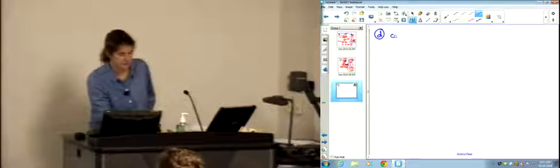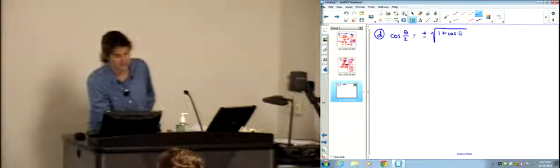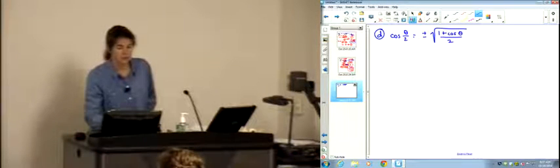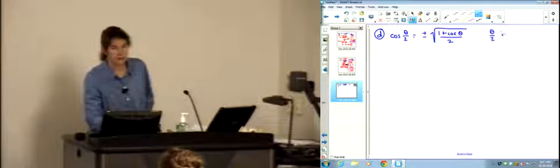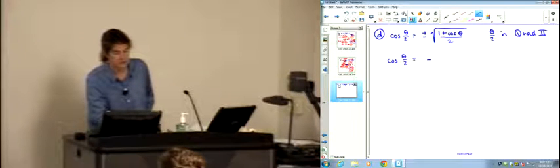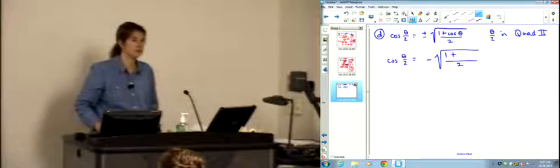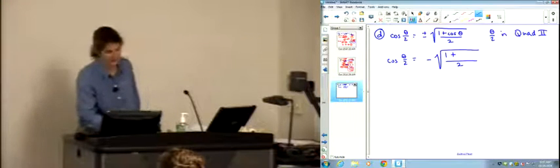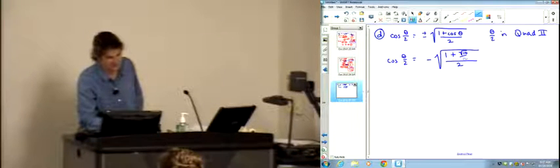So part D, the cosine of theta over 2. The formula says plus or minus the square root of 1 plus cosine theta over 2. We know that theta over 2 is in quadrant 2, making the cosine negative. So we'll have the cosine of the half angle equal to negative square root of 1 plus whatever the cosine was. What was the cosine? Square root of 10 over 10. Thank you.